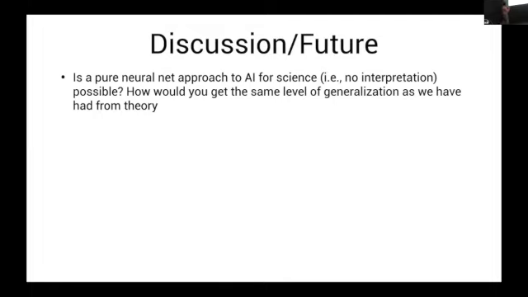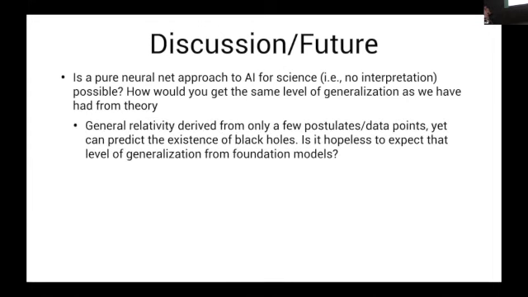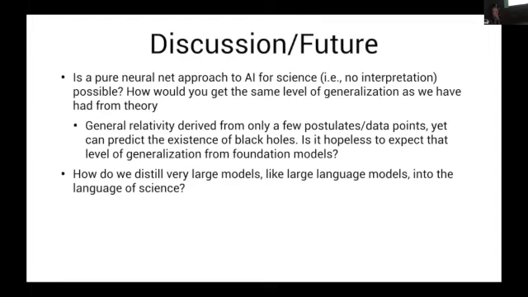So one thing I'm interested in is a pure neural network approach to AI for physics, with no interpretation. Is that possible? Can we just train neural networks on big enough data sets and run with that? Is that even a possible direction? Or do you need theory to get out-of-distribution generalization? GR was derived from only a few ideas, right? And it can predict black holes. I feel like neural networks just can't reach that level of generalization of theory. Okay, so I'll stop there. Happy to take questions.